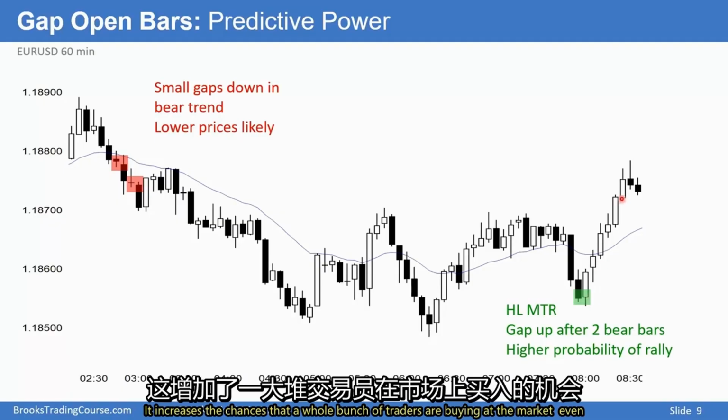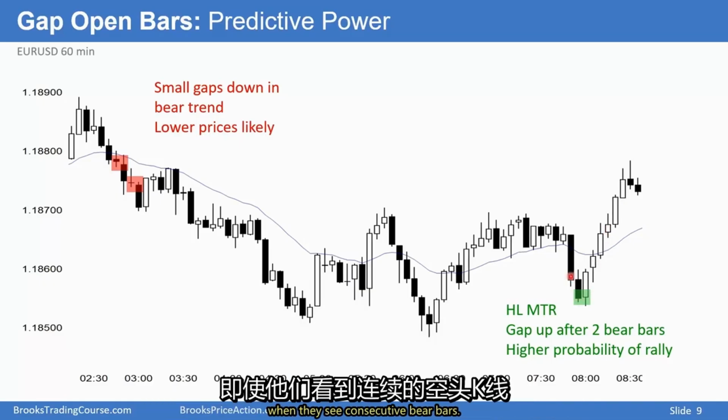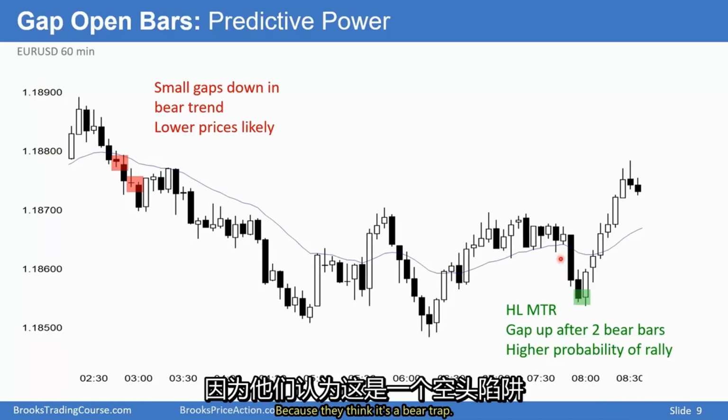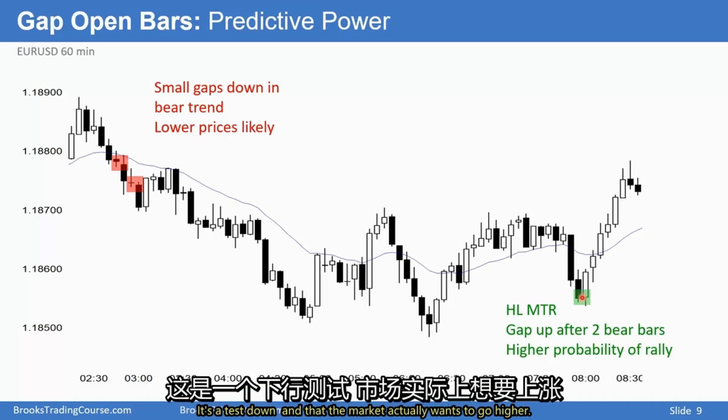It increases the chances that a whole bunch of traders are buying at the market even when they see consecutive bear bars. Why would a whole bunch of traders buy at the market when there are consecutive bear bars? Because they think it's a bear trap. It's a test down and the market actually wants to go higher.